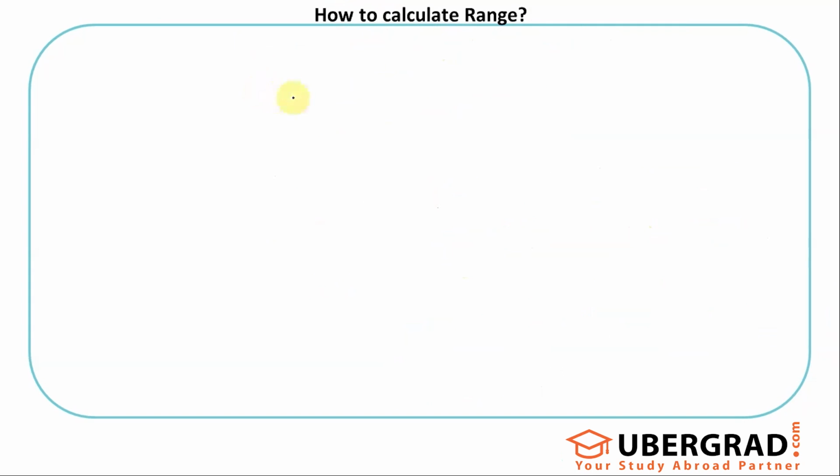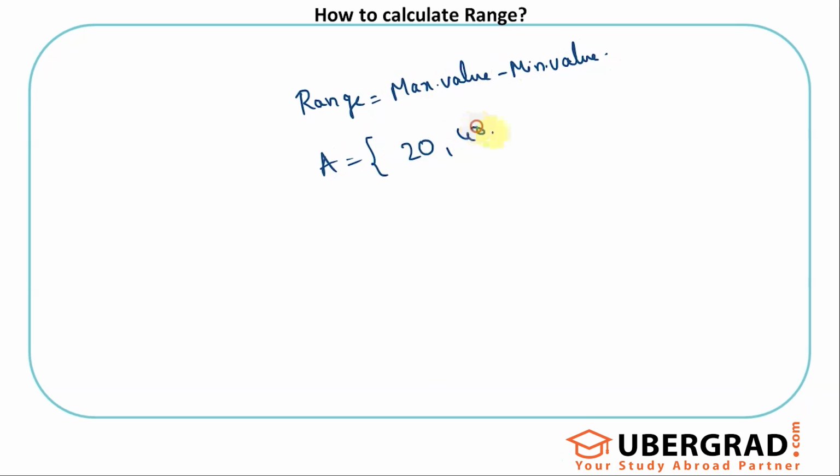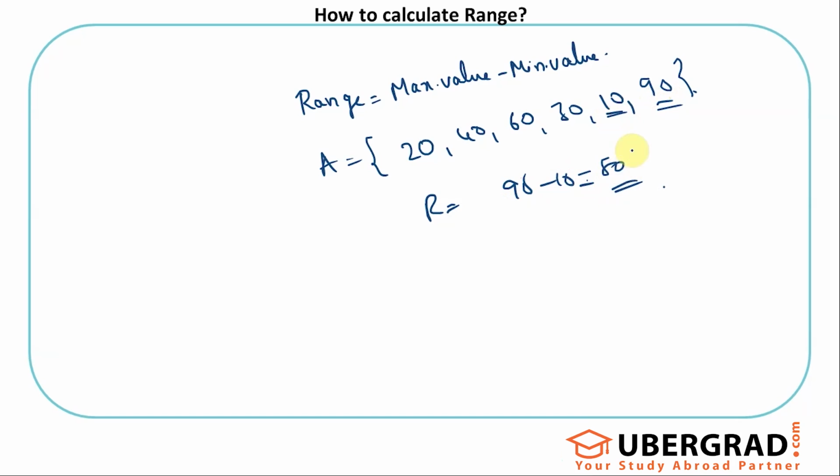How to calculate range? Range is simple. In the given data set, range is calculated by doing maximum value minus minimum value, as simple as it is. If I have a data set, doesn't matter how many data points it has, let's say 20, 40, 60, 30, 10, 90, what is the range? Maximum is 90, minimum is 10, so it's 90 minus 10, 80 is the range. So this gives me a sense of how the data is dispersed.